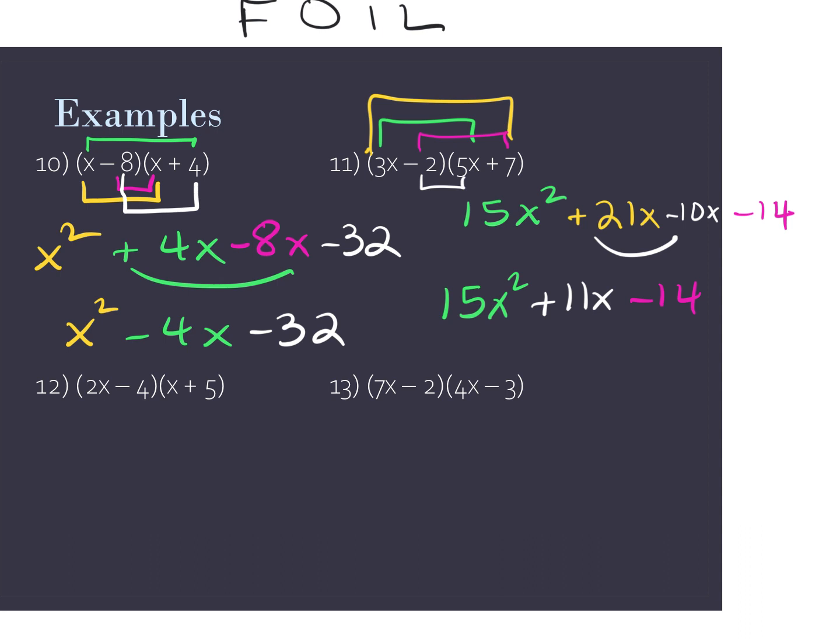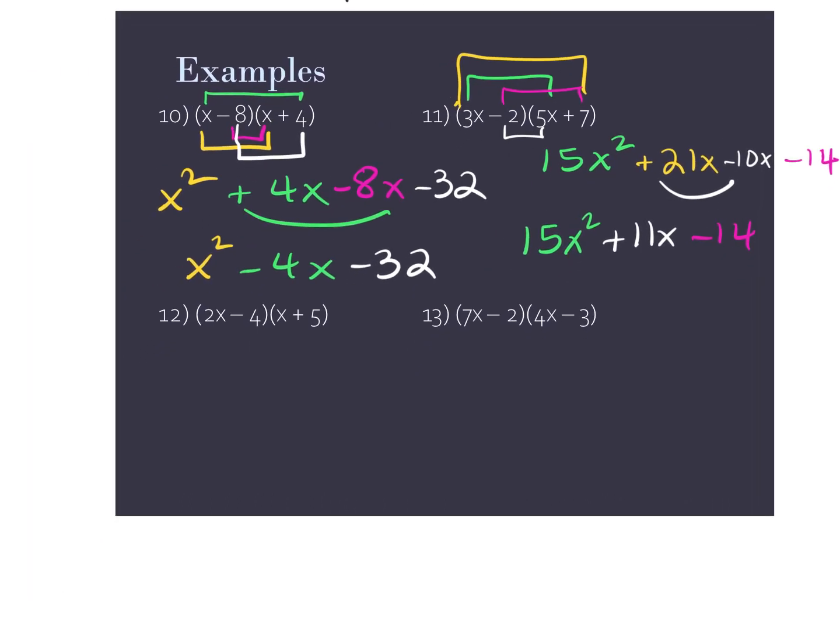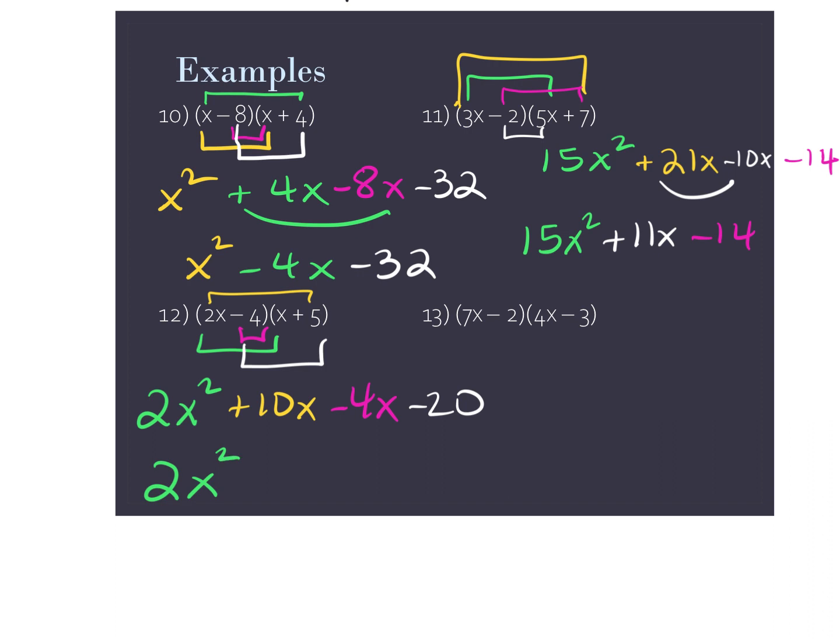Number 12, same thing. Going to multiply the first two. So 2x times x gives me 2x squared. And then multiply the 2x to the 5, 10x. Then multiply the negative 4 to the x, negative 4x. And then finally the last, negative 4 to the 5, negative 20. So nothing to combine to the x squared. The middle two become 6x. And then finally just rewrite the last term.